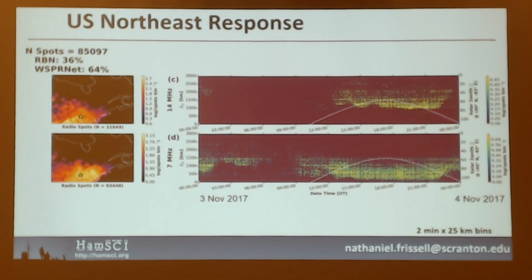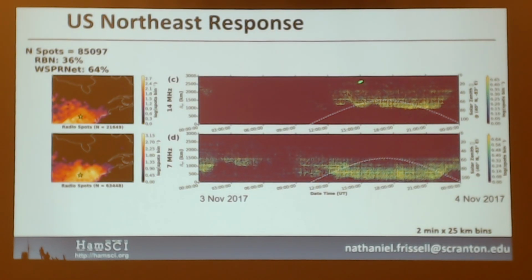So are we seeing this across the entire United States? Is this a localized phenomenon? Is it the entire thing? We broke the United States up into 4 quadrants: the northeast, the northwest, the southeast, and the southwest, and we looked at the spots for each one.